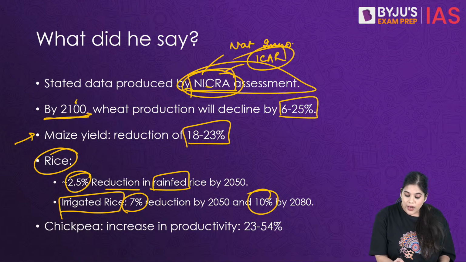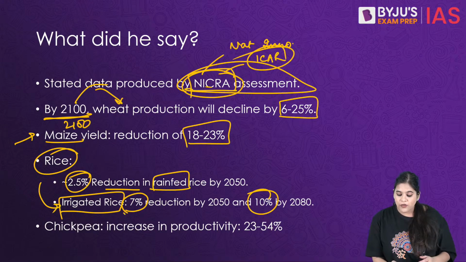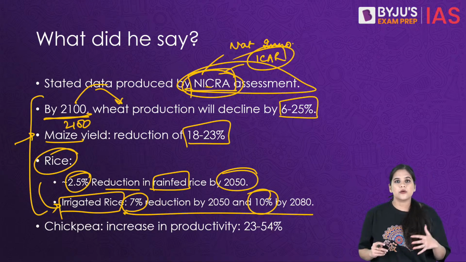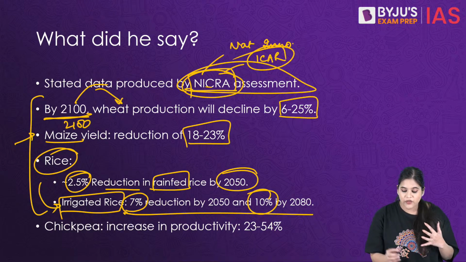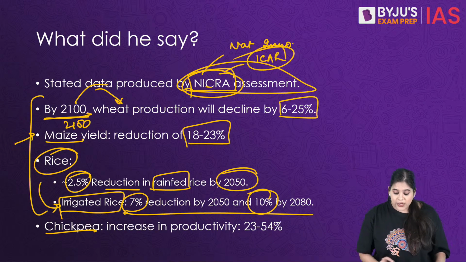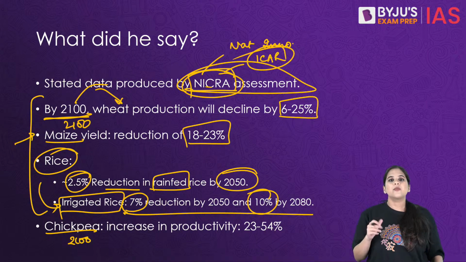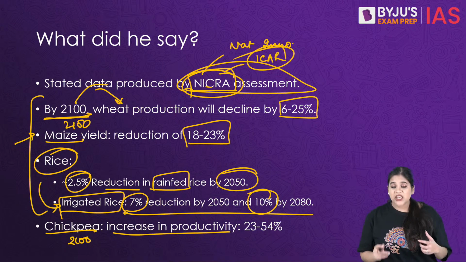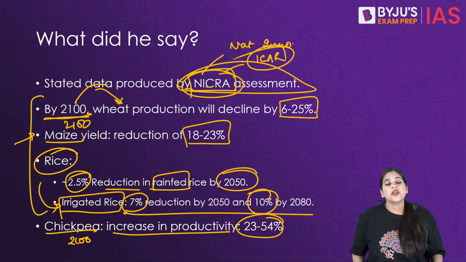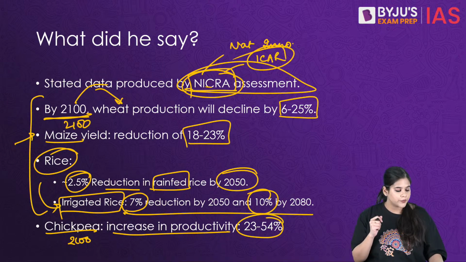So by 2100 for wheat, 2100 for maize, then for irrigated rice we have two values and here it is 2050. Okay, please remember the years. Do not mix them up. Do not say 2050 and wheat or 2100 and rice. Okay. When it comes to chickpea, by the year 2100, this is one crop that gives us hope, because there will be a drastic increase in productivity by 23 to 54%. So this is the data that our minister gave in the parliament.